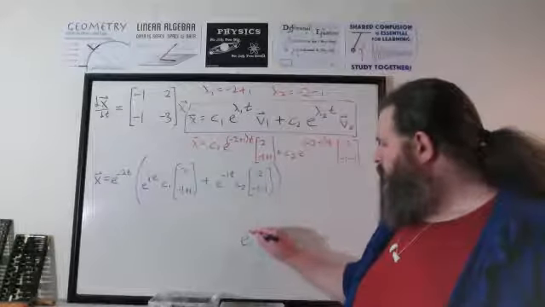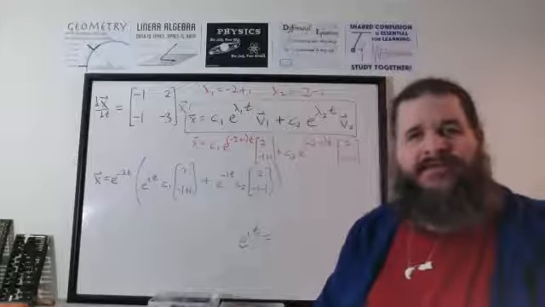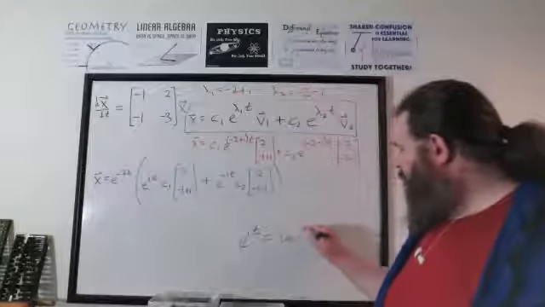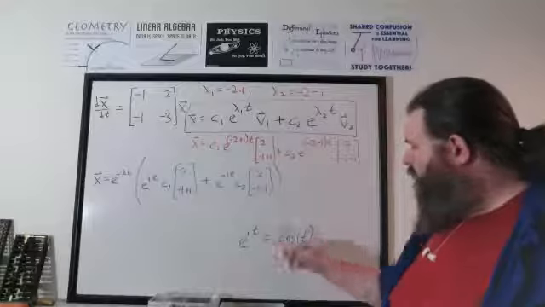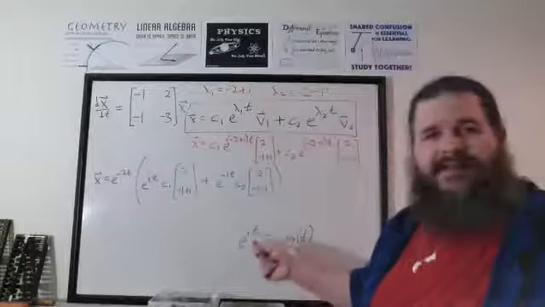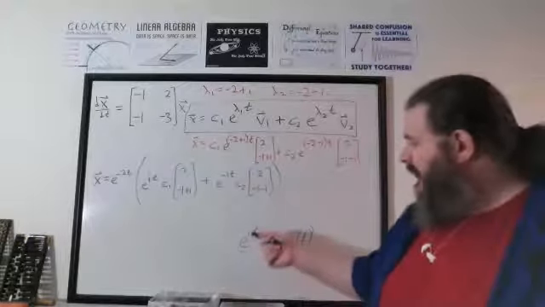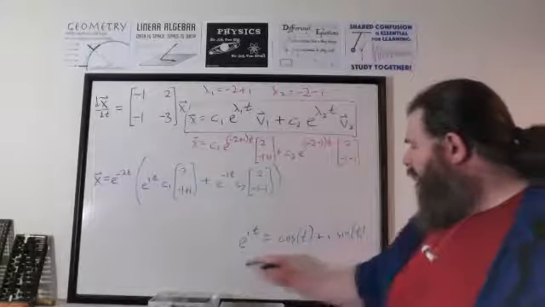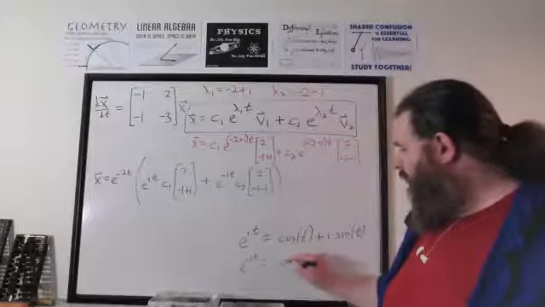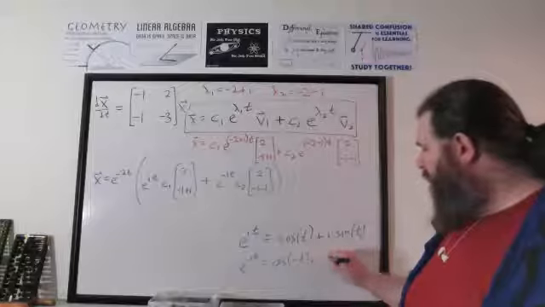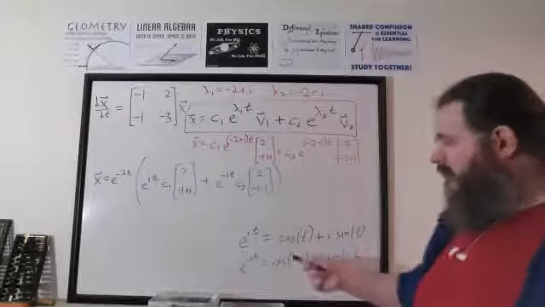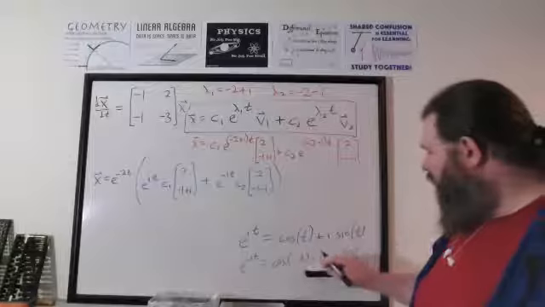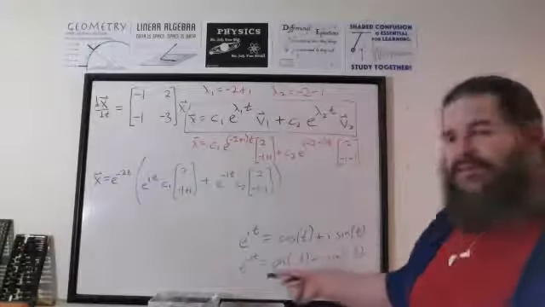How would you expand e to the it using Euler's formula? That would be cosine theta plus i sine theta. But in this case, theta would just be t. If it was like e to the 3it, then you have cosine of 3t. But since it's just e to the i times 1t, it's just cosine of t plus i times sine of t. And likewise, e to the negative it would be cosine of negative t plus i times sine of negative t. But since cosine is an even function, a negative on the inside can be ignored. And sine is an odd function, so a negative on the inside can be brought out. And we get cosine of t minus i sine of t.